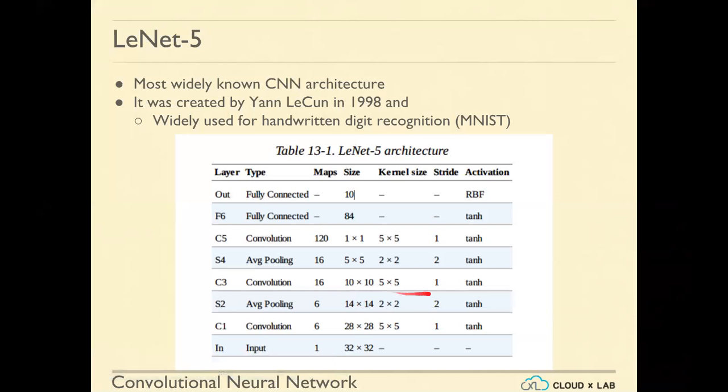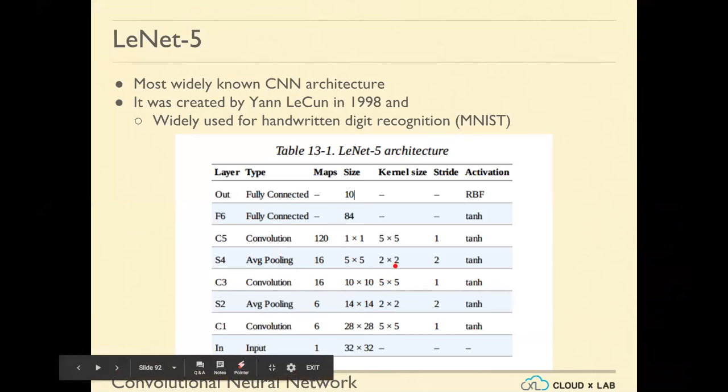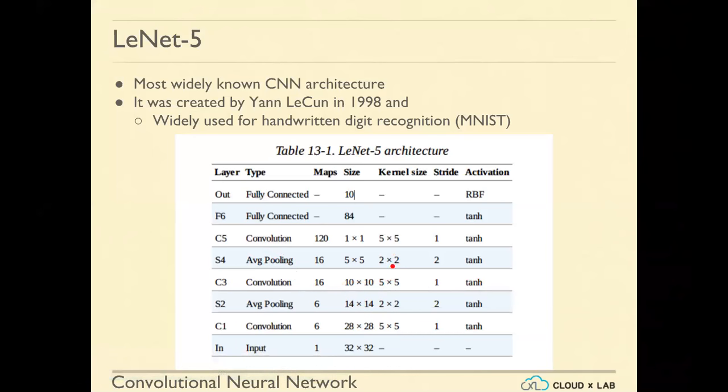Again, the activation function is tanh. Then we have average pooling. Again, in the same way, we have a 2 by 2 kernel size and a stride of 2. That means the width and height will reduce to half, right? Because we're jumping by 2.